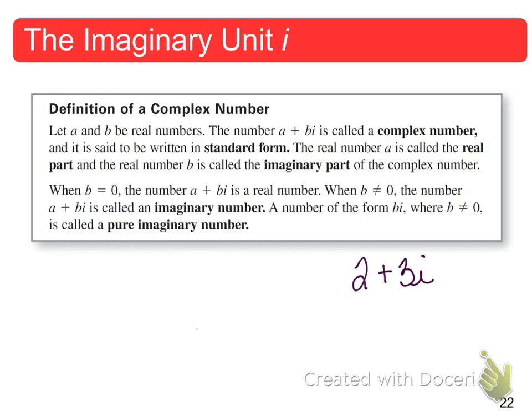Now, if I only end up with the 3i part, like if I don't have any real portion except for this coefficient, then that is what we call a pure imaginary number. That terminology is not necessary for you to have mastered. It is okay to not really have that down. I just want you to have that definition.